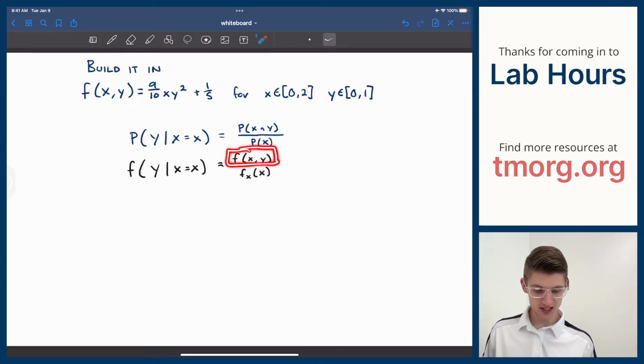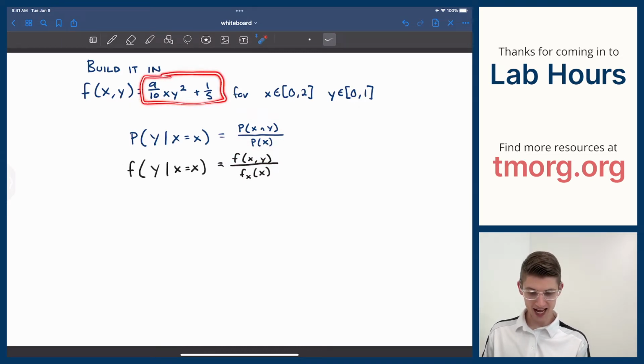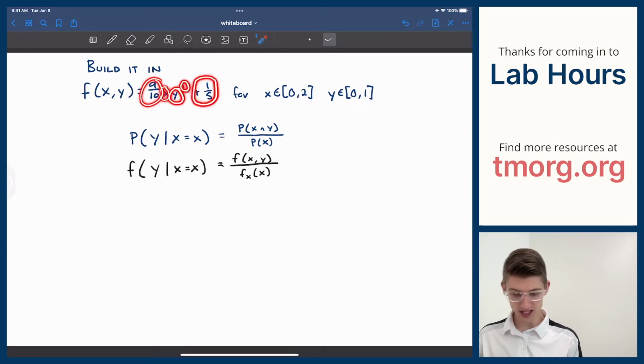And then this joint one is just the intersect. What does the probability look like when I have this value of x and this value of y? Well, it looks like this value of x times this value of y squared plus this.